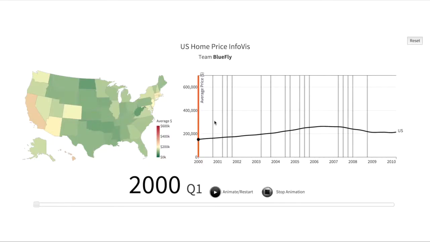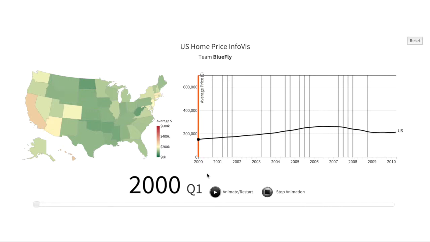That brings us to our InfoWiz. We have a heat map on the left, we have a line graph on the right, and we have a slider on the bottom that shows the corresponding year and quarter number. The first question we want to explore is, how do we see the last 10-year house pricing trend?